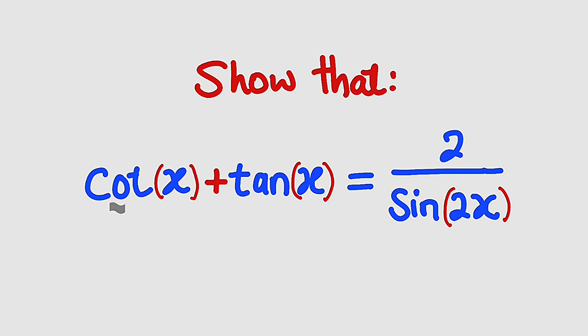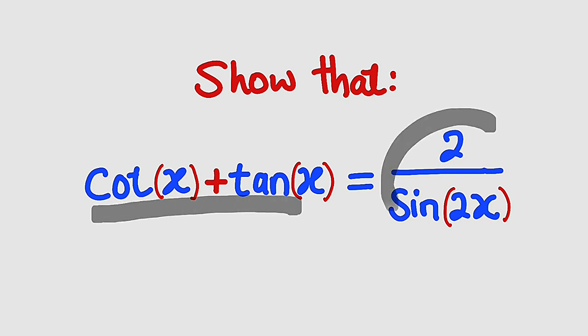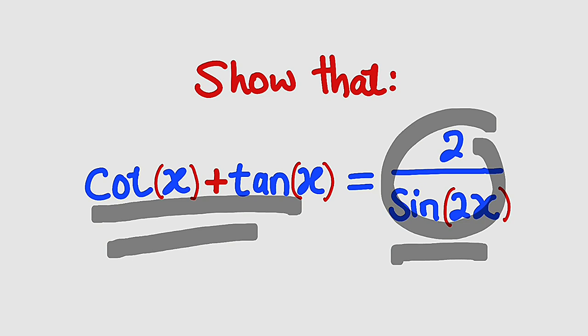We are asked to show that cotangent x plus tangent x is the same thing as 2 divided by sine 2x. Whenever you are given a problem like this, you are required to take one of the sides and transform it in terms of the other side. So you can take this, transform it in terms of this, or you take this, you transform it in this form. But in this tutorial, I'm going to show you both ways.